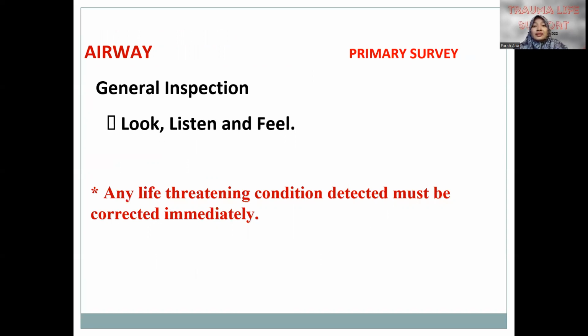So look, listen, feel. There's no more feel actually in the post-COVID era. Okay. There's only look and listen. And then it's from far. Look for any tachypnea, look at the chest rise, listen for any gurgling sound, listen for any stridor, and whether the patient is able to converse or not. All right. Mind you, when you have a life-threatening condition at any step, you must correct it immediately before you go to the next step.